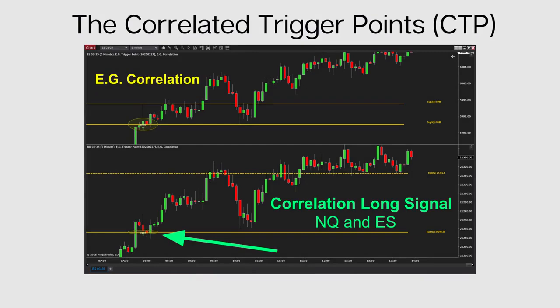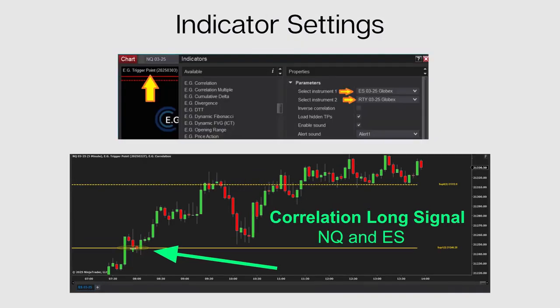And here is a good example of ES and NQ and a long signal generated while the EG correlation indicator identified that both behave the same. I mean, they reach the support level at the same time. And if we look at the indicator settings, zero settings except for the instruments. You need to provide them so it can analyze and produce signals and rings on your chart.